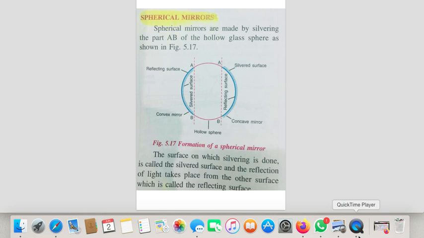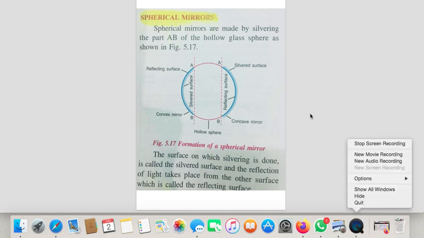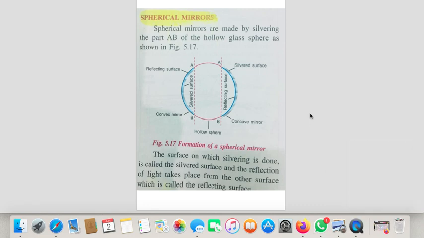In the last class, I explained to you the various ray diagrams related to prism. Now in today's class, we are going to continue the same topic, refraction, but now we are going to talk about spherical mirrors.